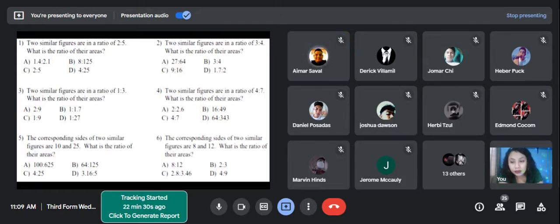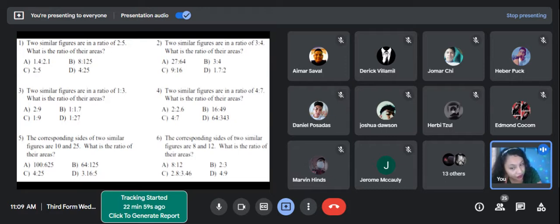4 to 25. Number 5 has 10 to 25. What is 10 times 10 and 25 times 25? 100 to 625, miss. Very good, very good. 100 to 625.